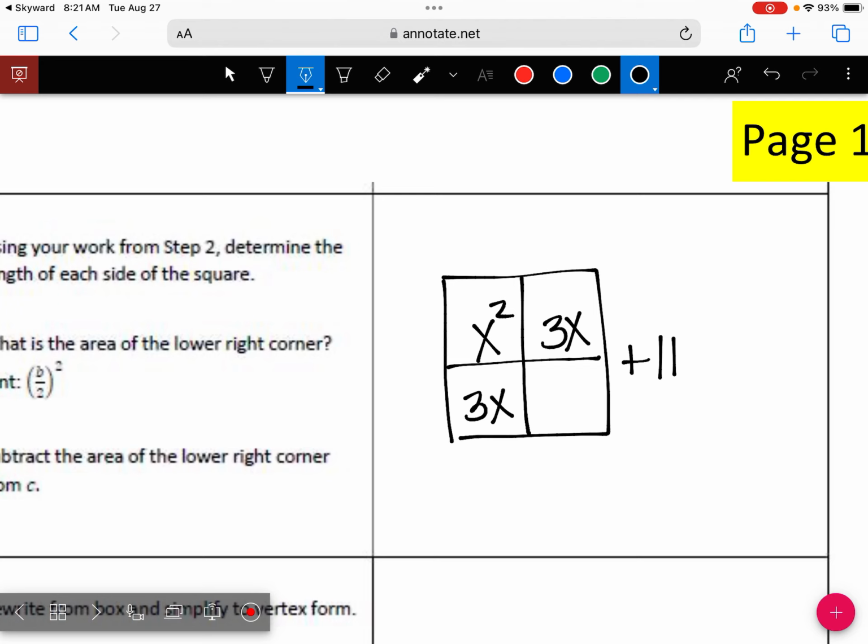So the number that's going to complete the square is always going to be what you get when you multiply these two numbers together. That's the simple way to think about it.